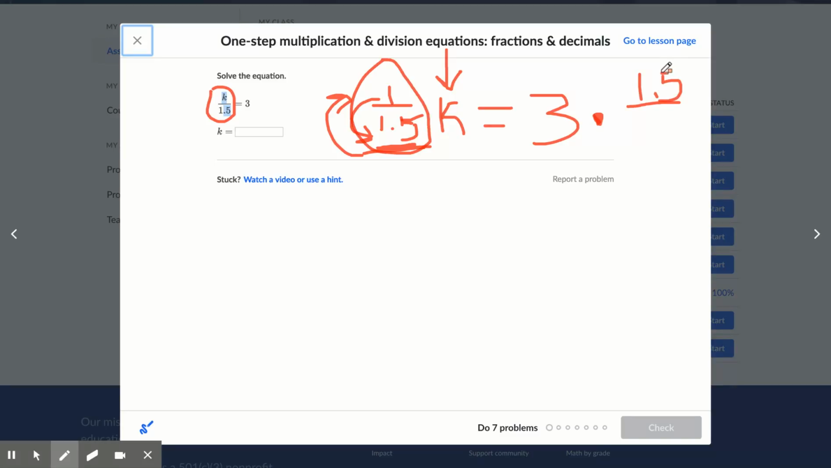And you don't have to, but you can put the 1 down here. All right, then I would go ahead and multiply that out. And with these problems, you can use a calculator, okay? So if I would do 3 times 1.5, you are going to get 4.5.